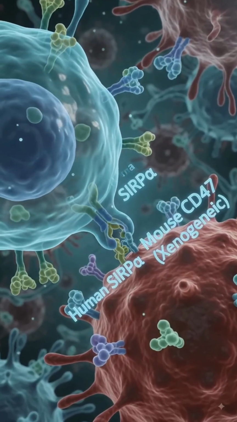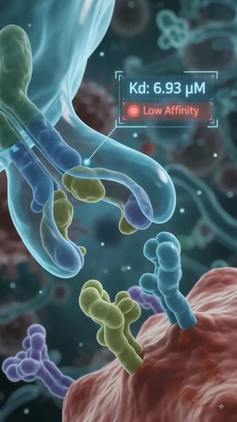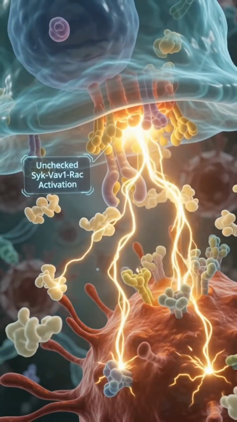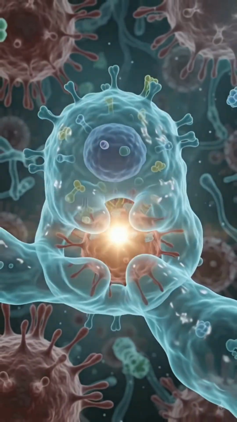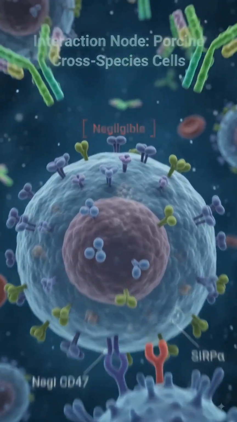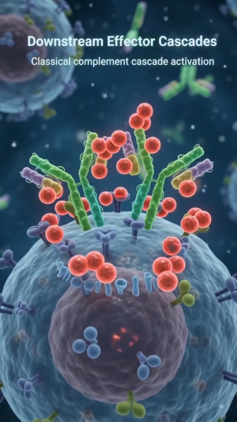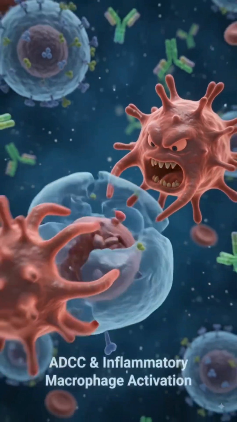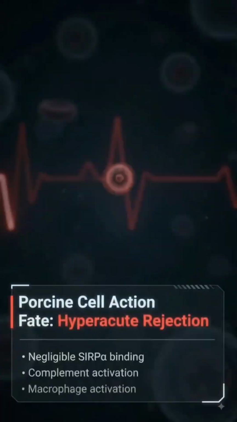At the interaction node, binding affinity is low, at 6.93 micromolar. This drives unchecked RAC activation, resulting in rapid engulfing phagocytosis. Between human and porcine cells, SIRP alpha binding is negligible. This triggers anti-Gal binding and classical complement activation, resulting in lysis and inflammatory macrophage activation.